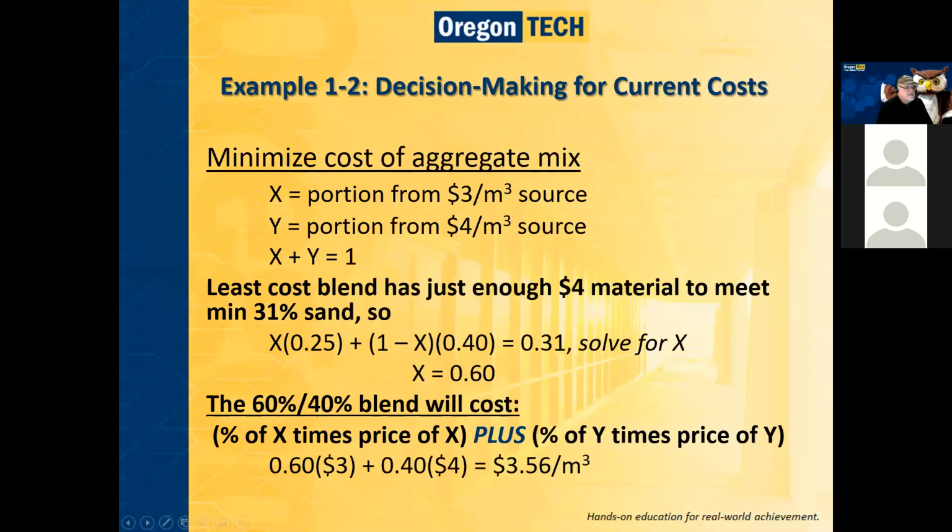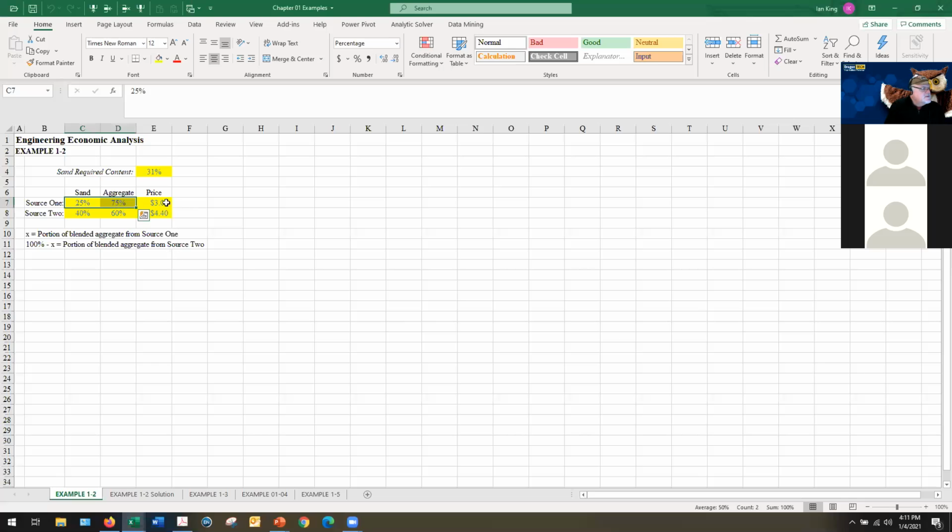But the magic is you're going to have a proportion of 1 plus a proportion of 2 is equal to 1, or you can say 100%. Same thing. In my example, I use percentages on everything. So X is the source from source 1. 100% minus X is from source 2.